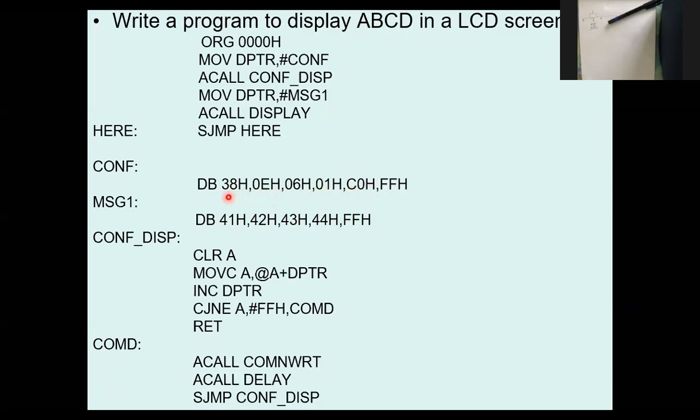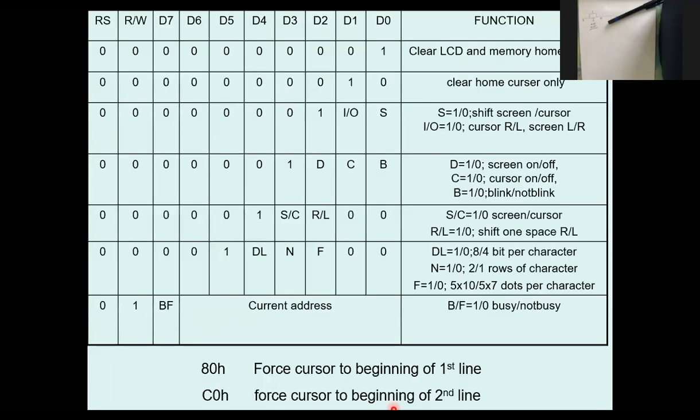What are the functions of 38? If I go to the table in the previous slide, for 38 you eliminate these two portions, RS and RW, forget about them. You are given 38: 3 is 0011, 8 is 1000. I've just written it so it will be understood very easily. So that is 38.